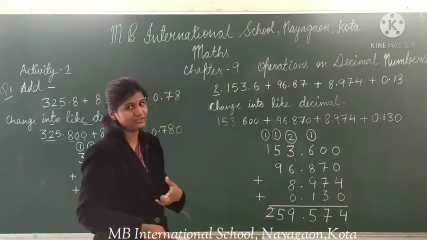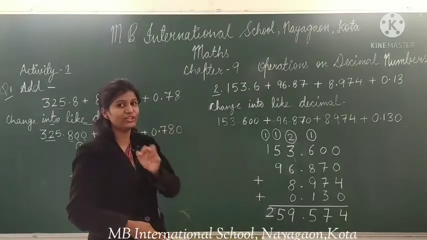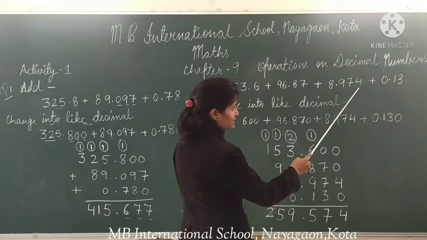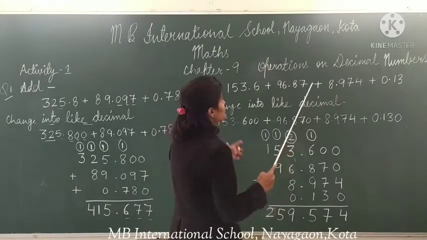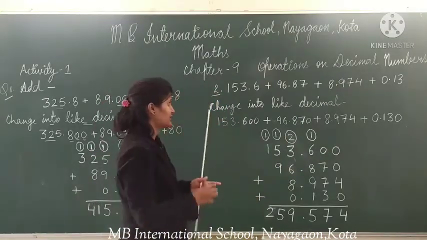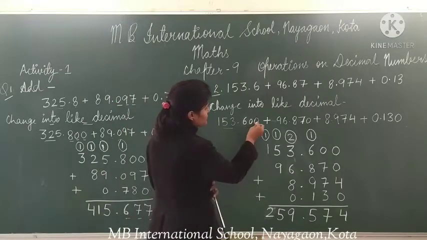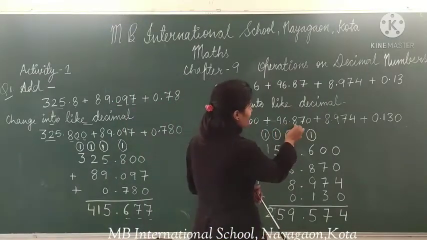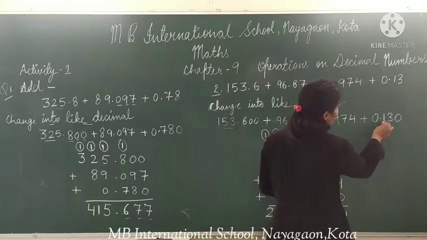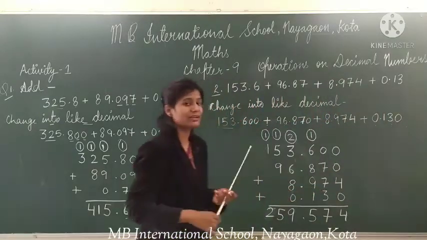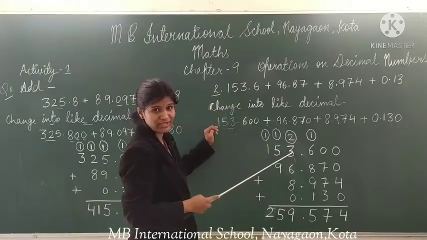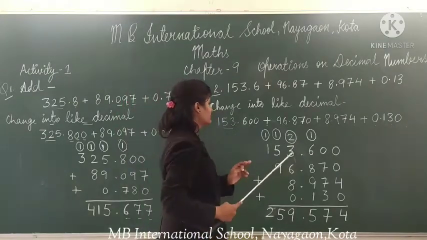Like decimal में कैसे convert करते हैं? I told you decimal places same होनी चाहिए हर number में. So which number has the highest decimal places? 8.974. It has highest decimal places. 3 decimal places are there. So सब number में कितनी decimal places होनी चाहिए? 3, क्योंकि like decimal में हमें convert करना है. So 153.600 plus 96.870 plus 8.974 plus 0.130. Each and every number has the same number of decimals. So now start adding.